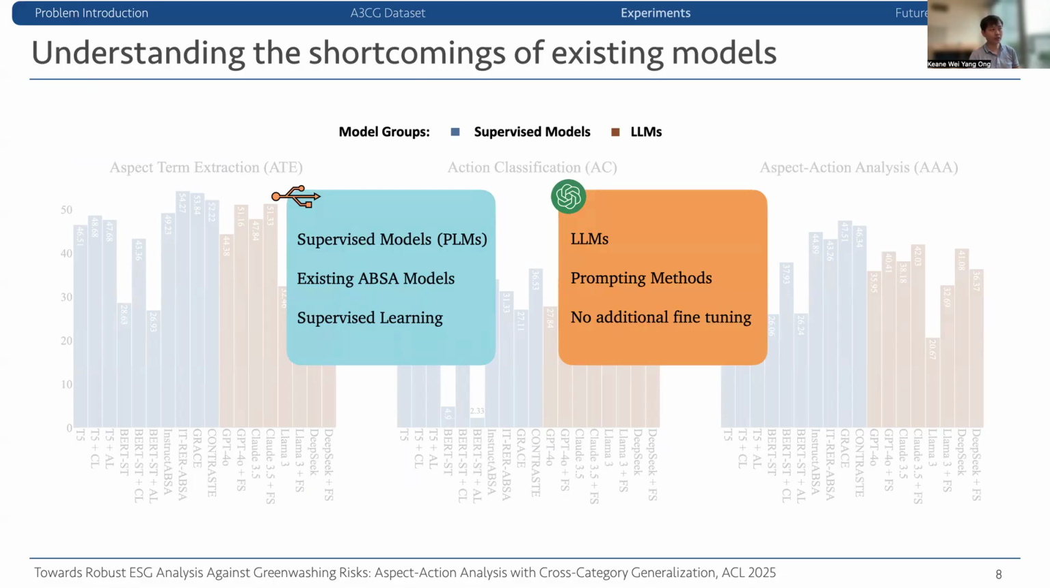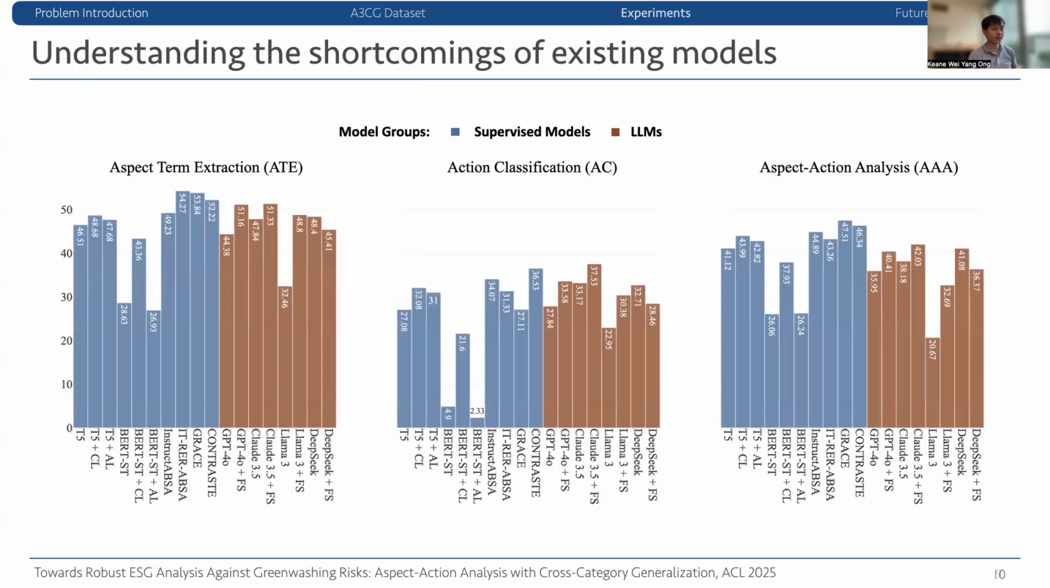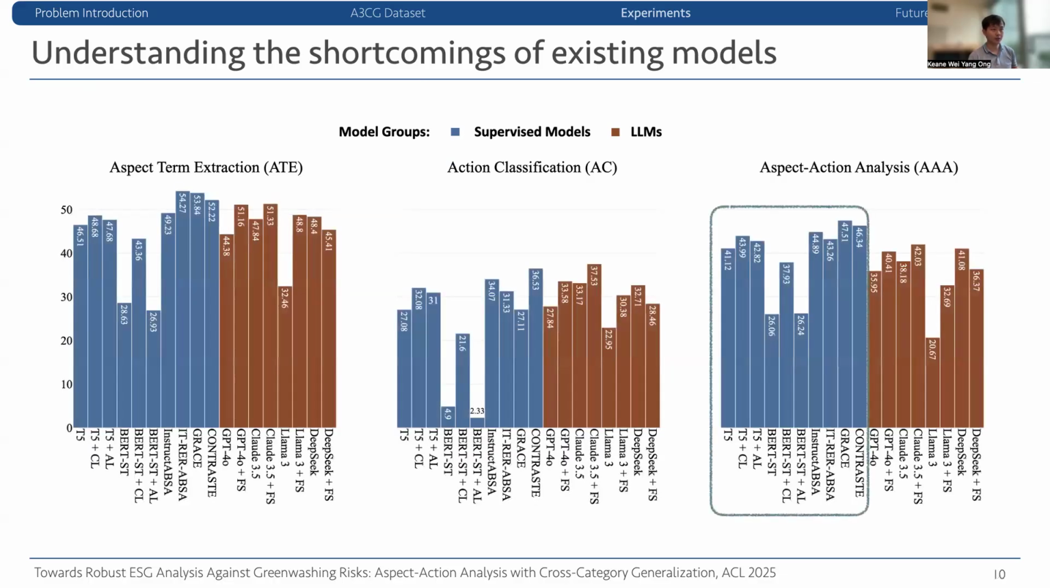The other form of models that we're also surveying is large language models, where we primarily use prompting methods with no additional fine-tuning. So we try to put them through these different subtasks as well as this combined task that we have: aspect term extraction and action classification, which I think I briefly covered, as well as aspect action analysis. And we see some of the results here.